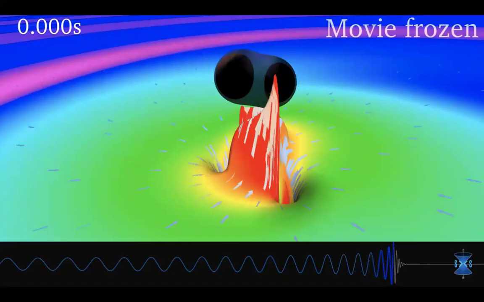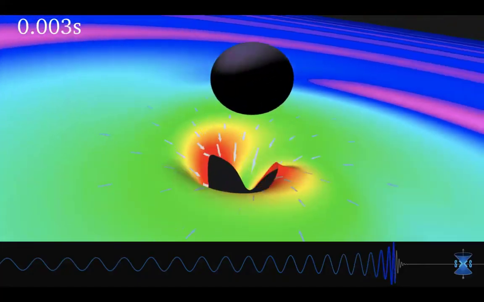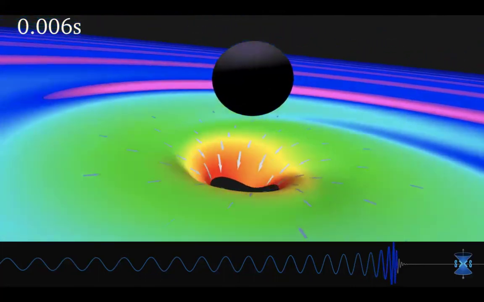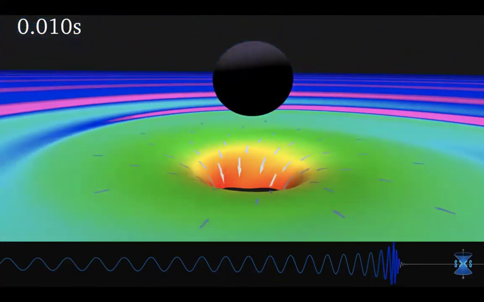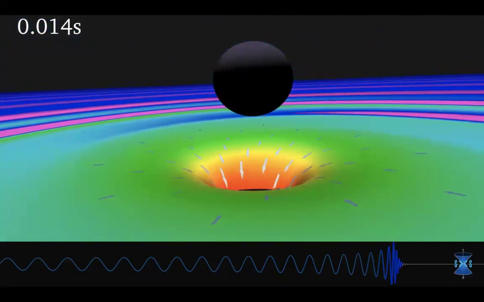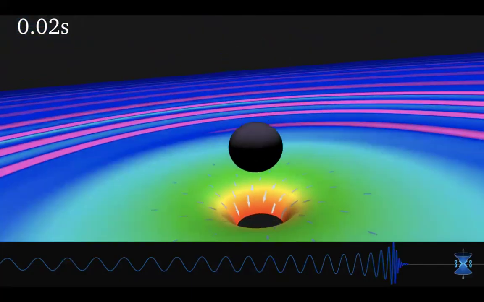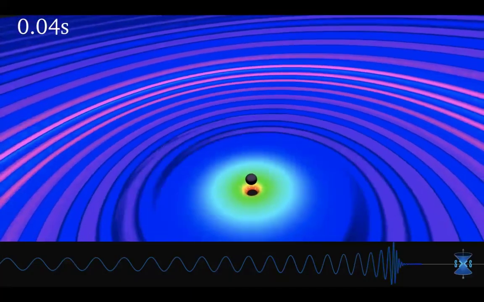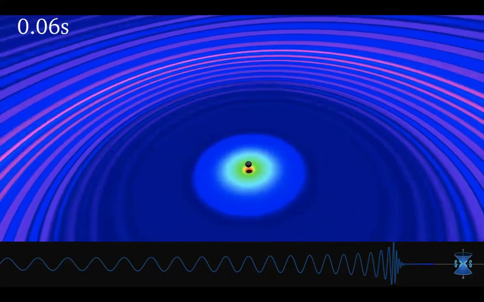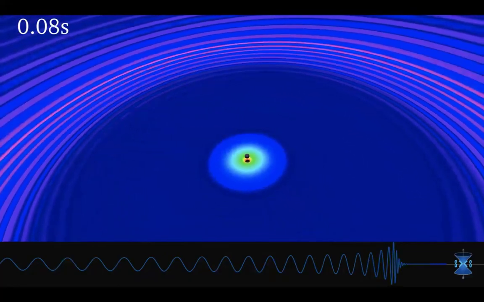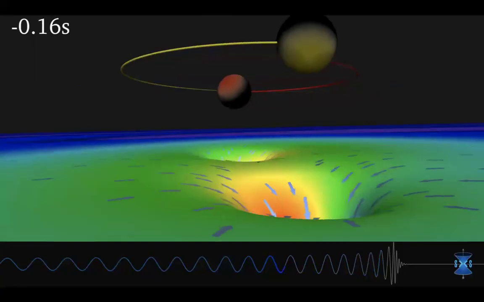And at the peak, roughly at the peak, not completely, they form a new common horizon, which creates a highly perturbed black hole. And then you can see the exponential decay of the gravitational wave signal in the end. So, and here you can see now also the gravitational waves being propagated out.